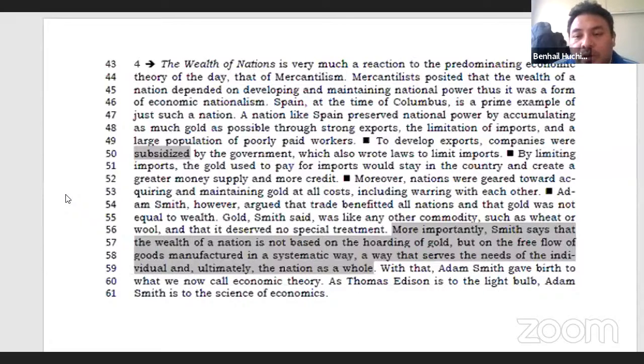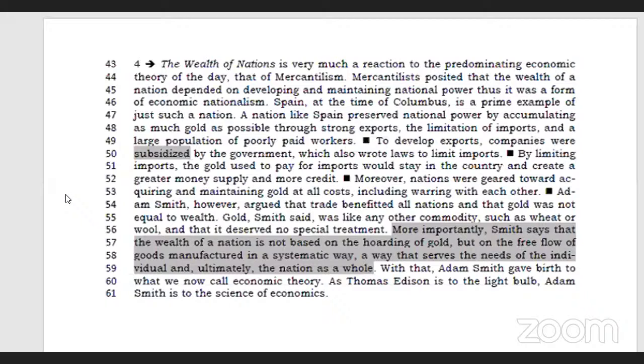To develop exports, companies were subsidized by the government, which also wrote laws to limit imports. By limiting imports, the gold used to pay for imports would stay in the country and create a greater money supply and more credit. Moreover, nations were geared toward acquiring and maintaining gold at all costs, including warring with each other. Adam Smith, however, argued that trade benefited all nations and that gold was not equal to wealth.